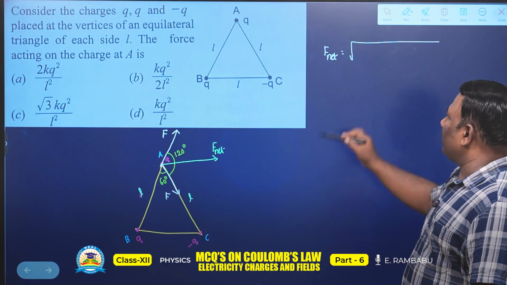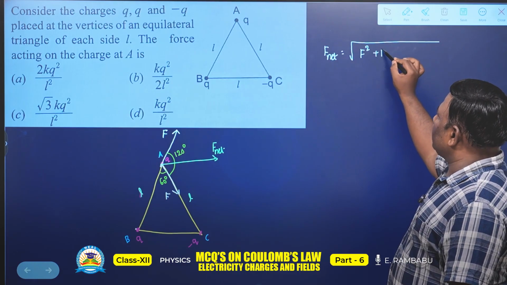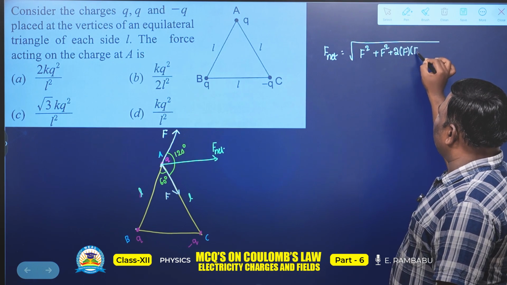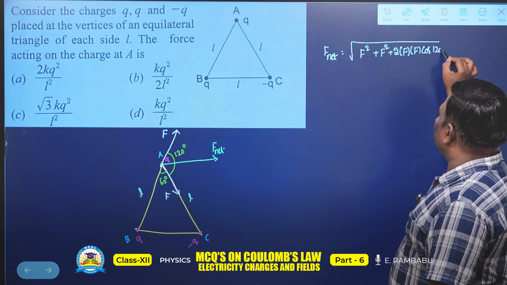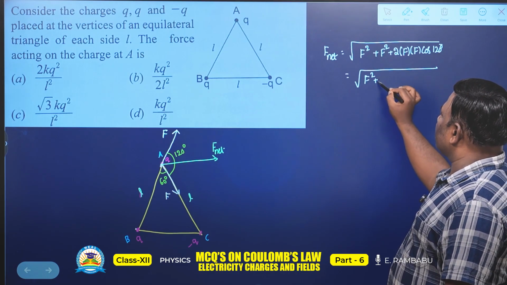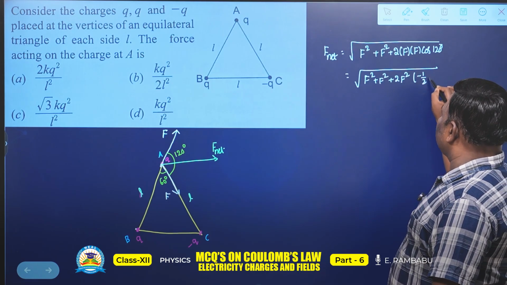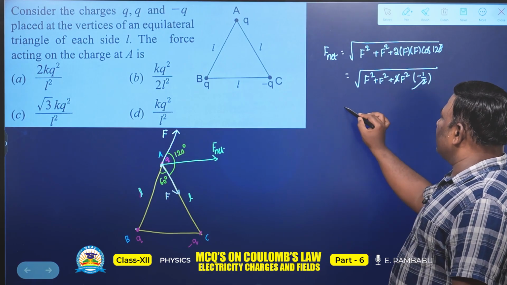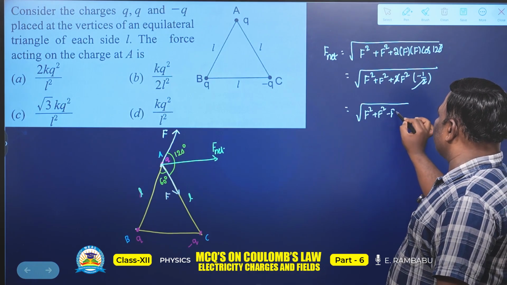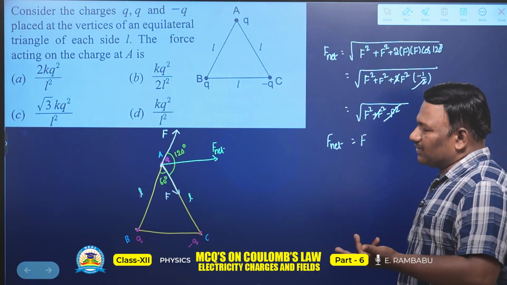parallelogram law. According to the parallelogram law, A square means first force F square, plus B square, which is also F square, plus 2 into AB, where AB means F into F cos 120 degrees. Substituting here, root of F square plus F square plus 2F square, and cos 120 is minus 1 by 2. The 2 and 2 cancel, which is equal to root of F square plus F square minus F square. F square and F square cancel. Net force is nothing but any one of the forces.